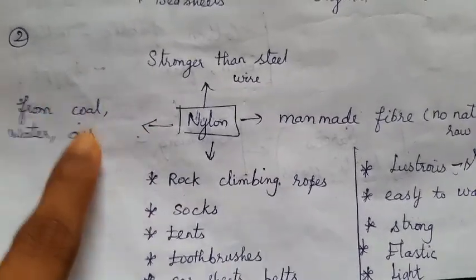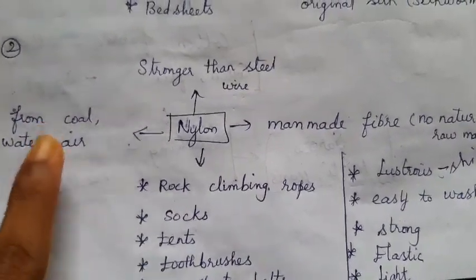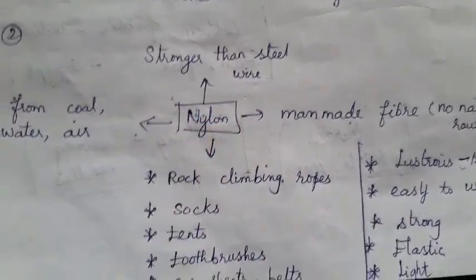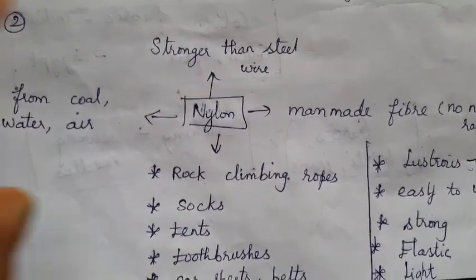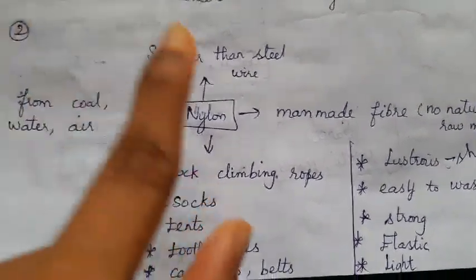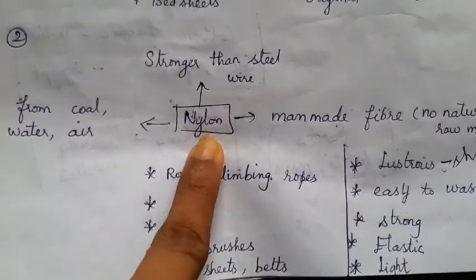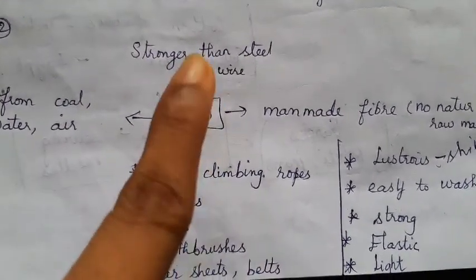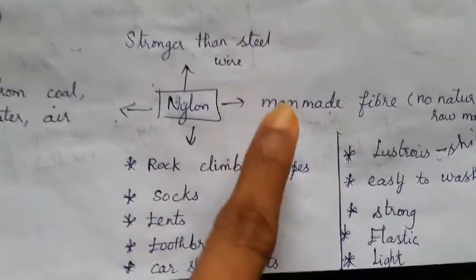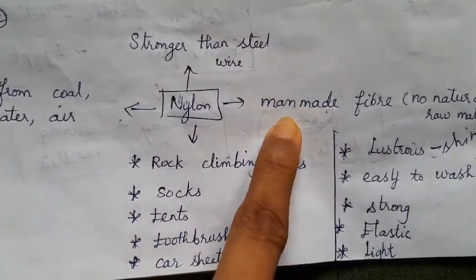Ma'am, coal, water, air, all are natural resources. So is nylon a natural fiber? No, my dear children. From these resources, I prepare it manually in the laboratory using chemicals. So nylon is a man-made fiber.